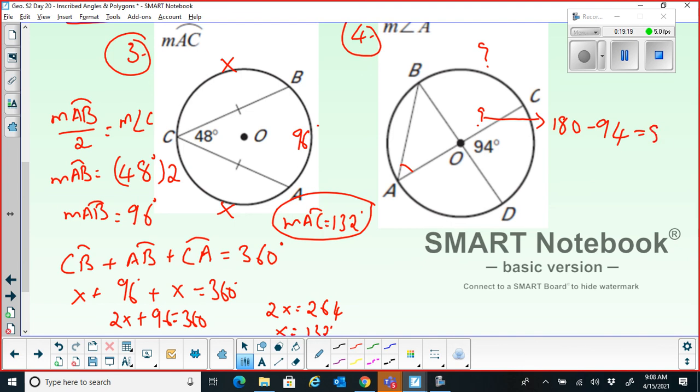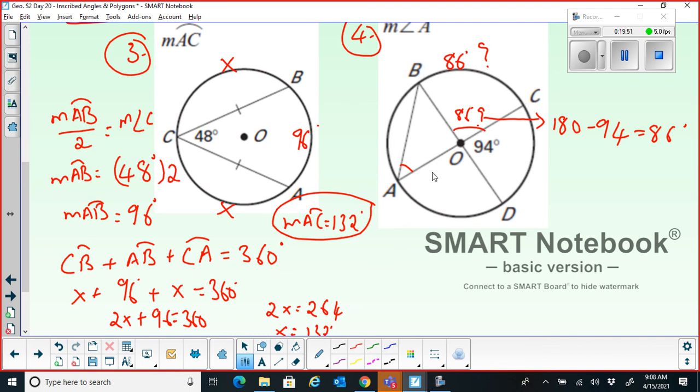So if this is 86 degrees, I know from the definition of arc, the measure of the arc will be the measure of the central angle made by that arc. The central angle made is 86 degrees, so this measure of arc BC is also 86 degrees. And the inscribed angle corresponding to this arc is half of this particular BC.